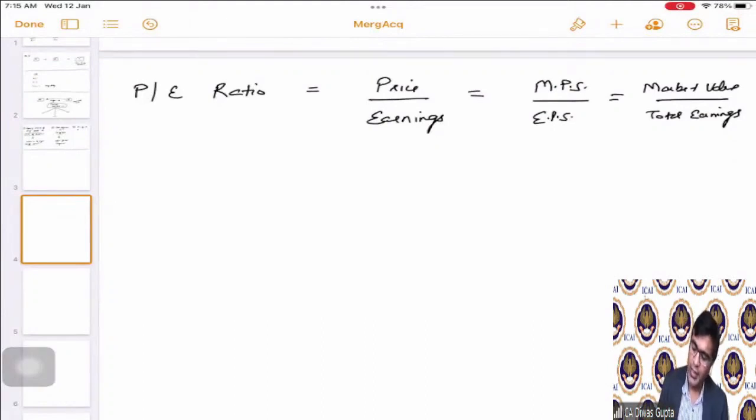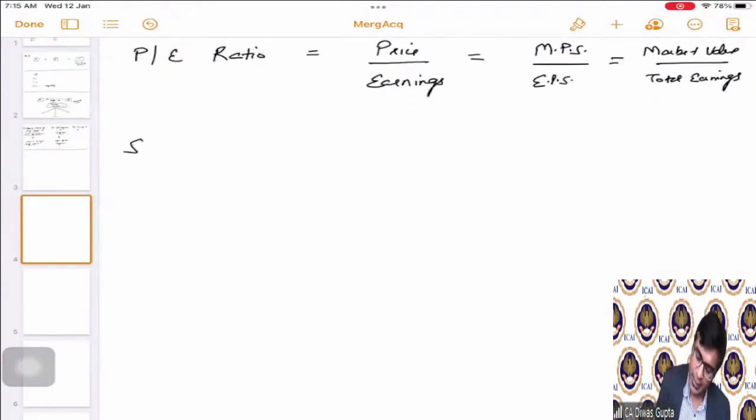Can we now rewrite these 3-4 different types of PE ratio to calculate one of the missing parts? For example, if you are given PE ratio and price, can you calculate the earnings? Yes. Similarly, if you are given earnings and you have to calculate price, can you calculate price with PE ratio and earnings? Yes. So all those things will be part and parcel of the question. We have to see which element is given and which element has to be calculated.